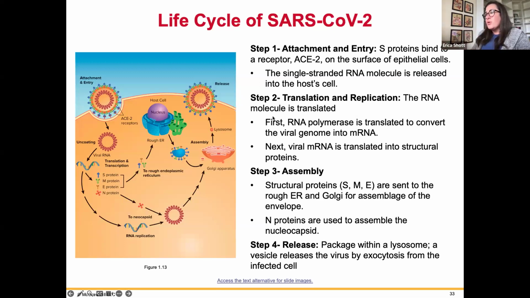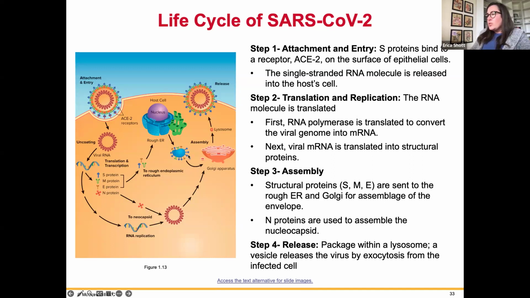Then for step 2, they're saying translation and replication. The RNA molecule is translated. So we're going to take the RNA and read it and see what proteins it's instructing the cell to make. So it's going to have RNA polymerase convert the viral genome into mRNA, messenger RNA, and then that's going to be translated into structural proteins.